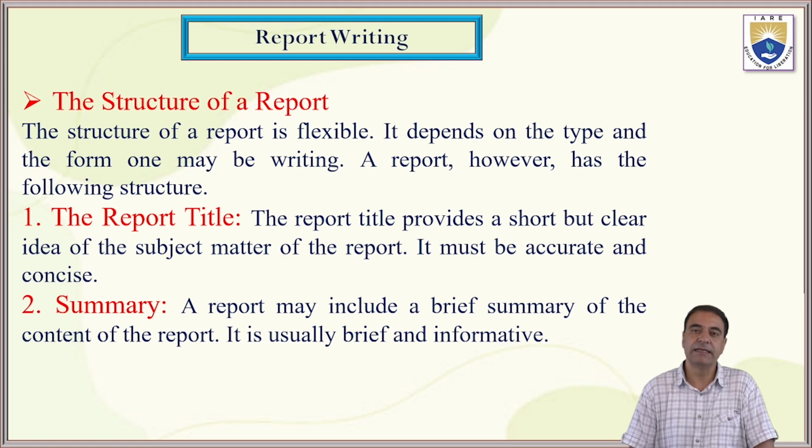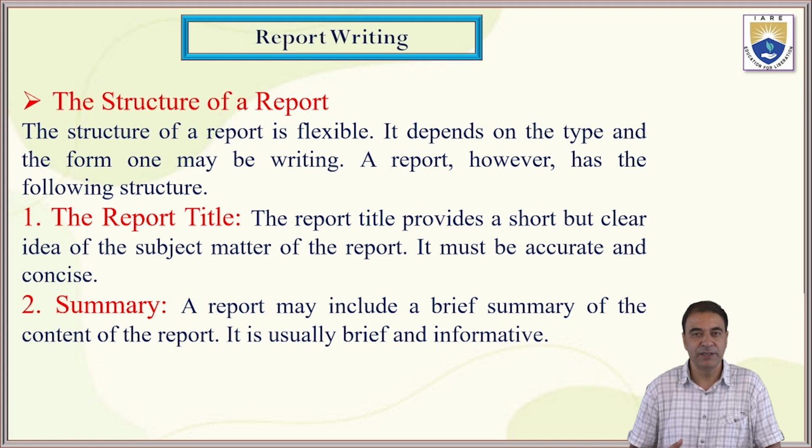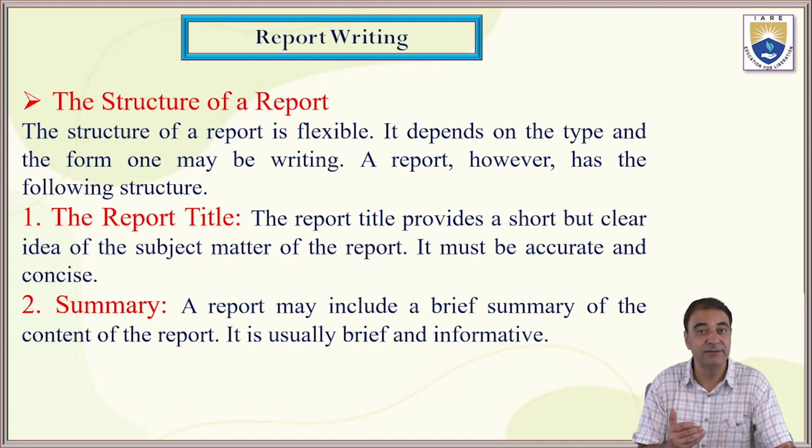Now, the first thing in every report is the title. If you're writing a newspaper report, then we call it a caption. And this caption must be apt and appropriate, to the point, not too lengthy. It should be short and it should give an idea of the whole report. That means it should be relevant, exact, accurate, so that it can provide a holistic idea of the whole report.